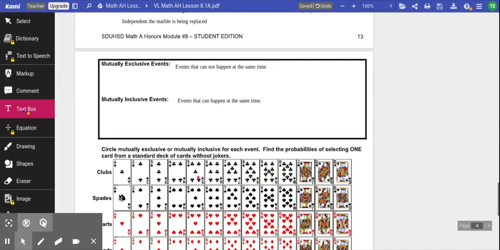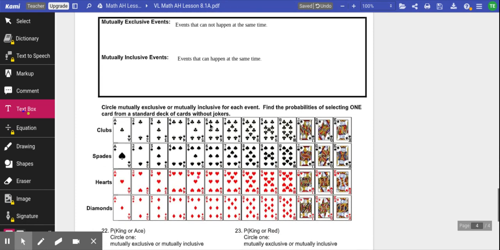Circle mutually exclusive or mutually inclusive for each event. Find the probabilities selecting one card from the standard deck without jokers. So we got a deck of cards here. There are 4 suits. These are not called the clovers. They're called the clubs. Okay, and the spades and the hearts and the diamonds. Sometimes aces count as 1. Sometimes they count as high cards. Just depends on the game.